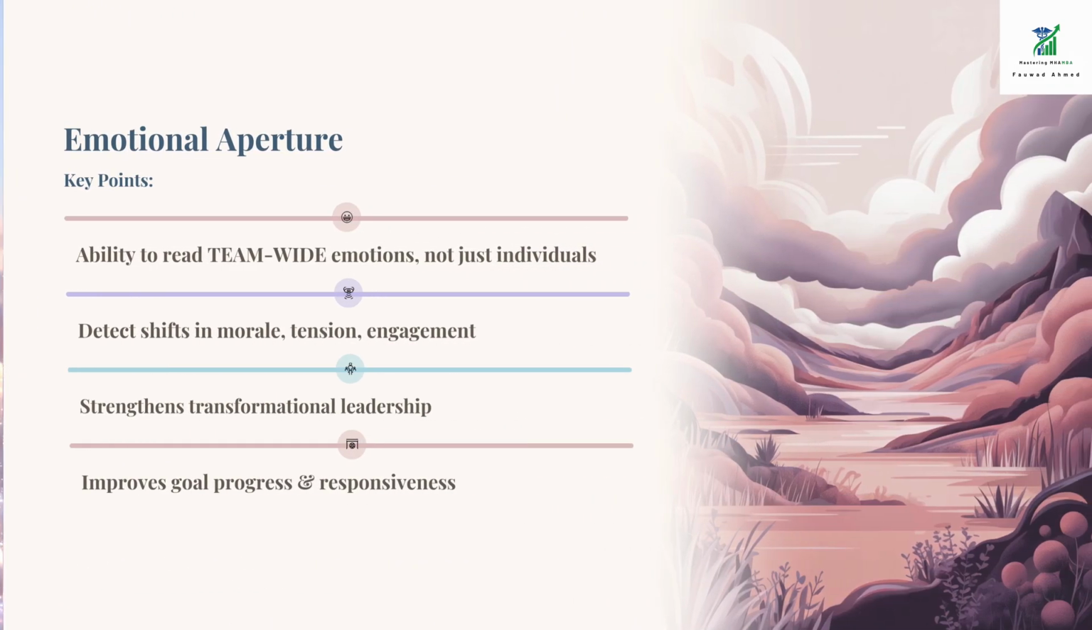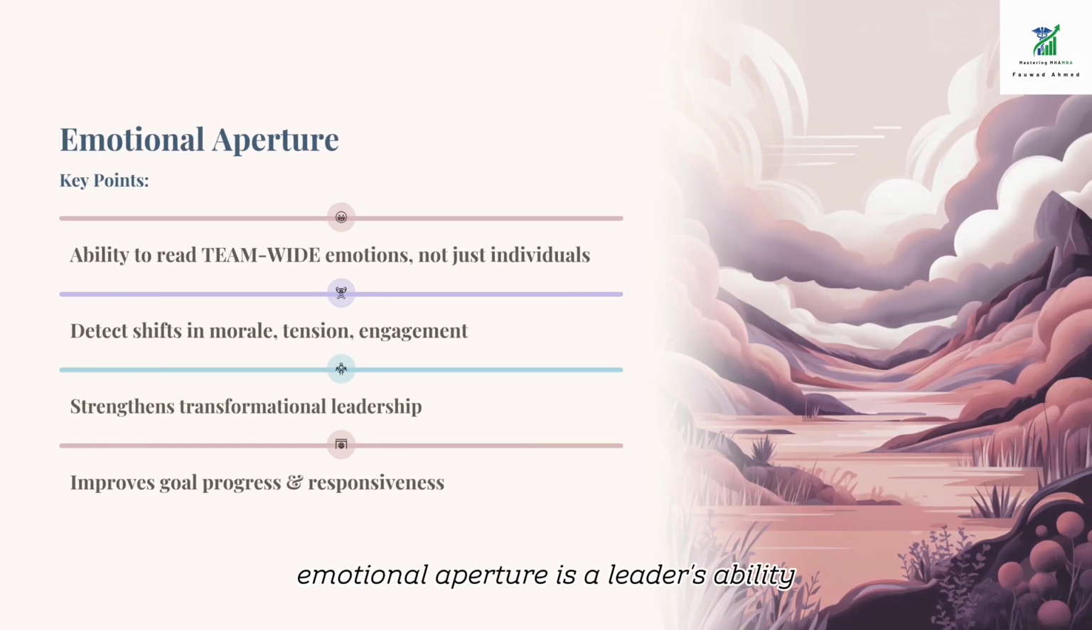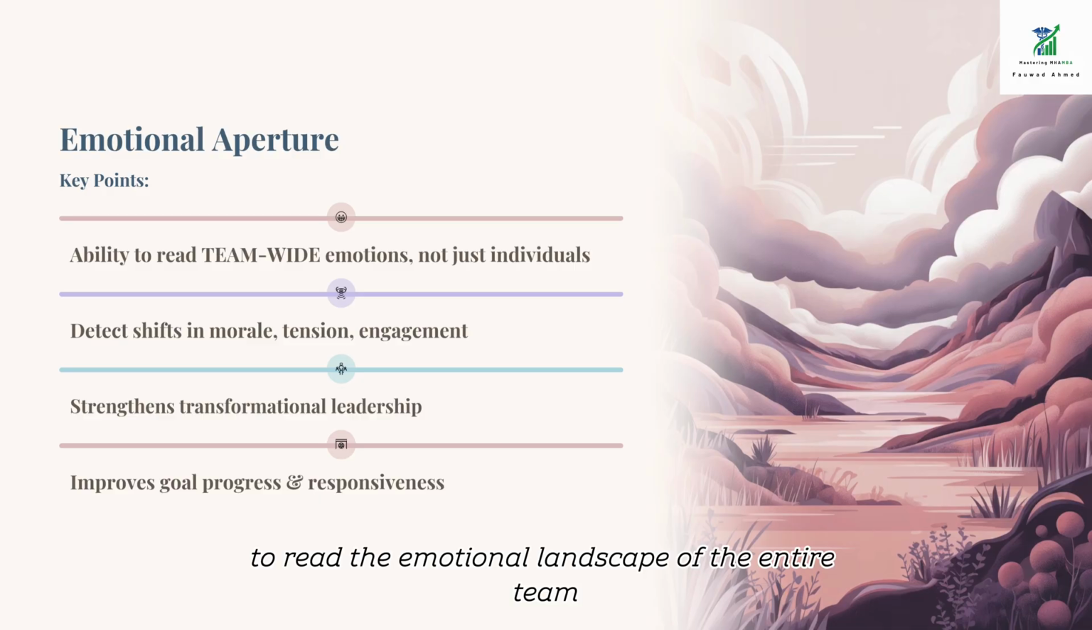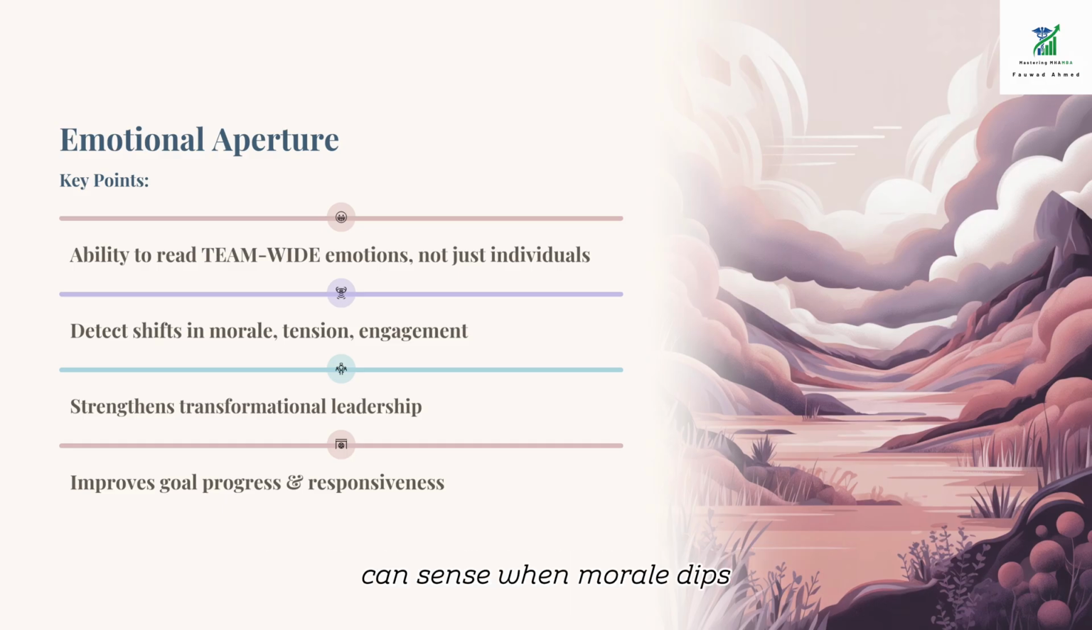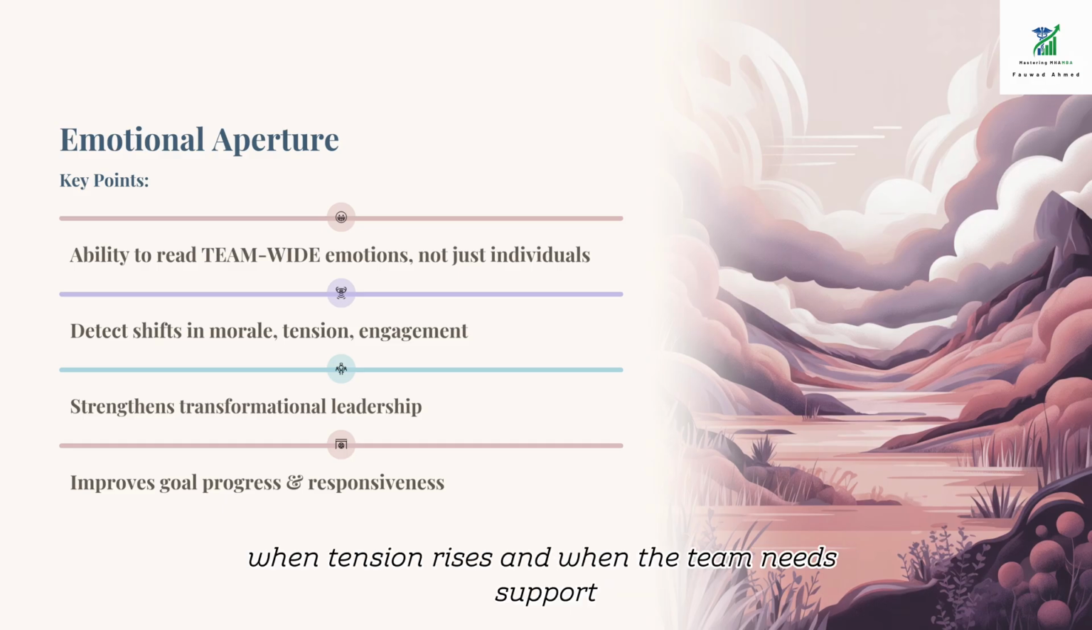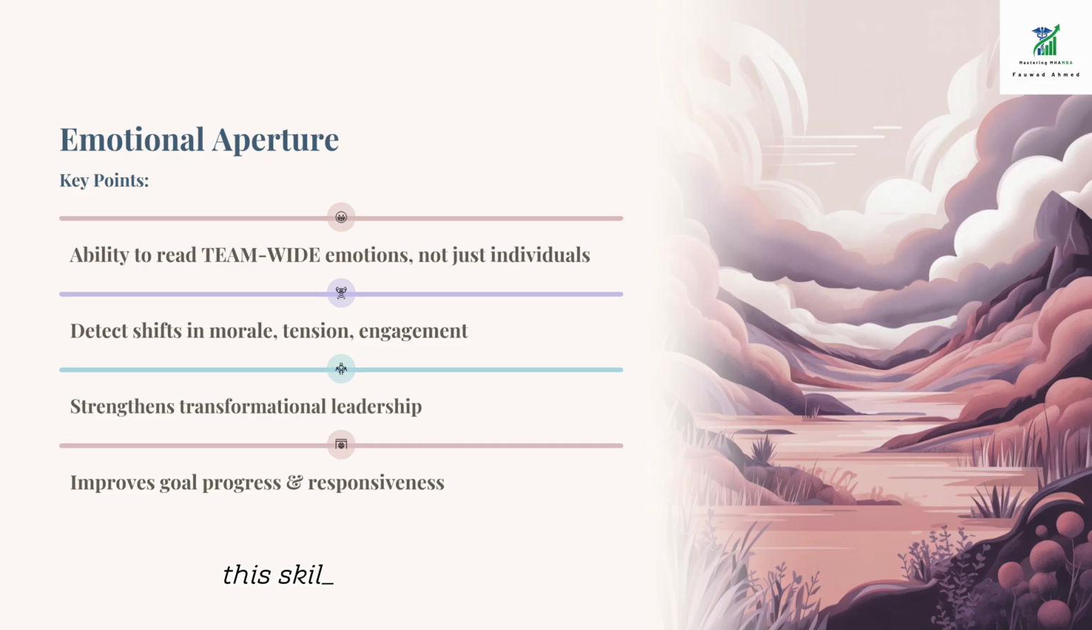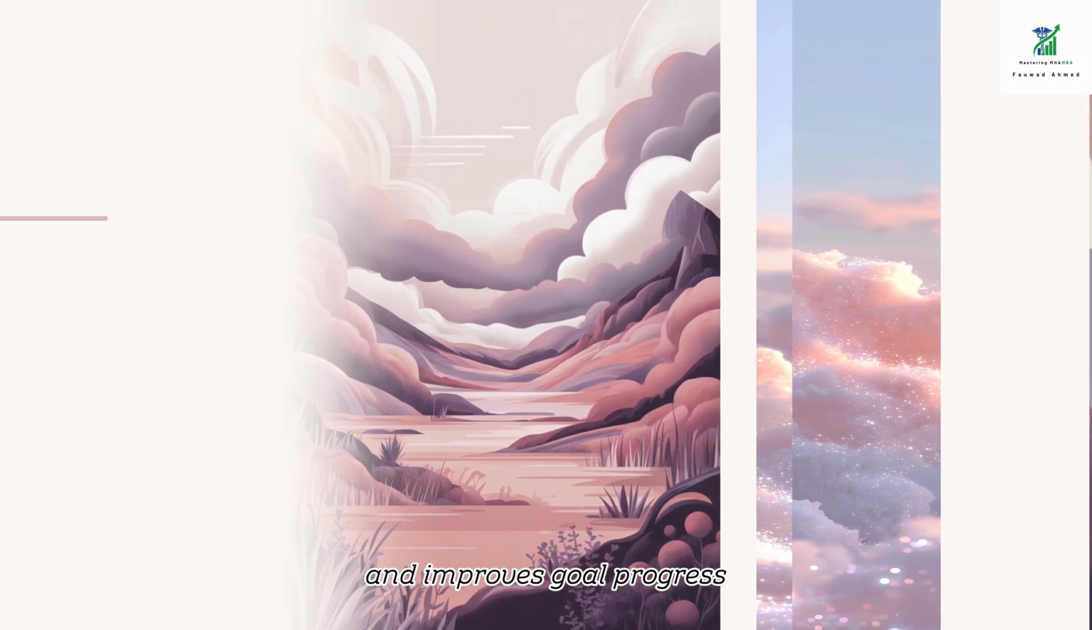Emotional aperture. Emotional aperture is a leader's ability to read the emotional landscape of the entire team, not just individuals. A leader with emotional aperture can sense when morale dips, when tension rises, and when the team needs support. This skill strengthens transformational leadership and improves goal progress.